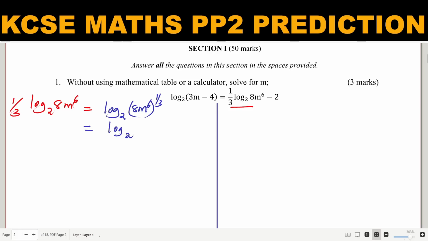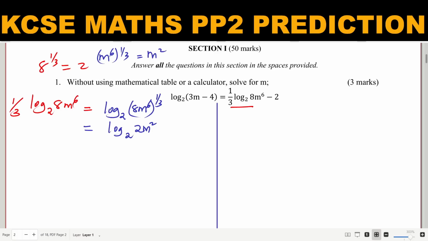So we start with the first one. What is 8 raised to power third? 8 raised to power third will give 2. So you get 2 for that. And then m raised to power 6, you raise that to power third. This one will give m squared. Remember, this is a power: m raised to power 6 raised to power a third will give m squared. So you can see how I've done it. 8 raised to power third is 2. m raised to power 6, raised to power third, you get m squared.